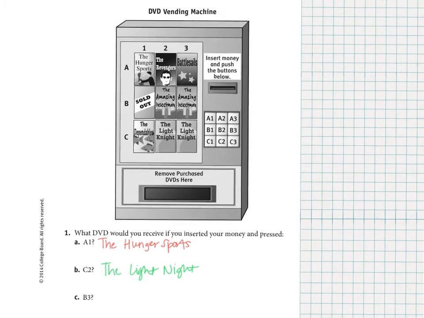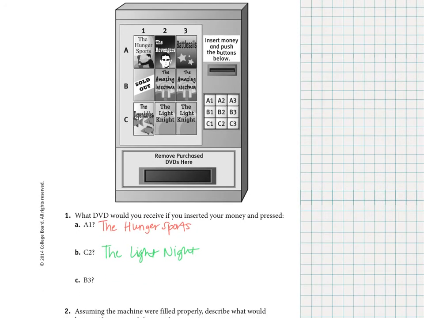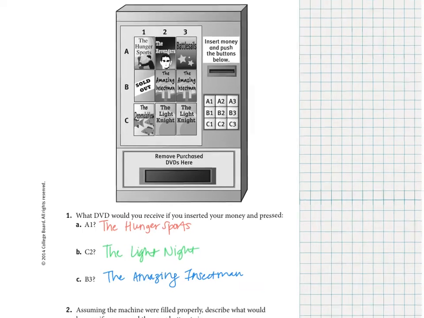If we keep going, we can see it also asks us what would happen if we press the button B3. What movie would we get? Well, here we can see we have The Amazing Insect Man that we would get. So we're going to put that down for B3. The Amazing Insect Man. Let's keep going and look at number 2.